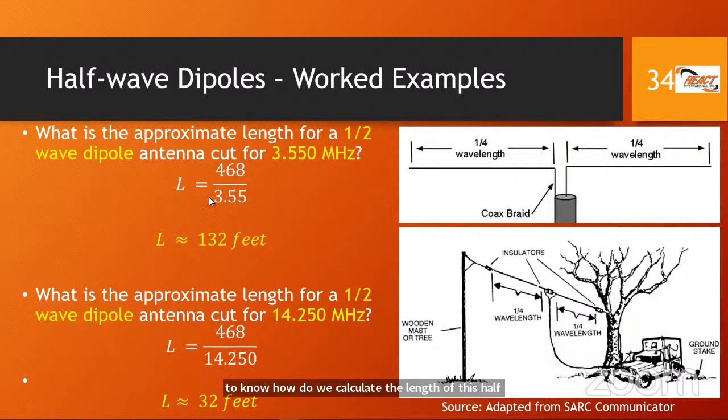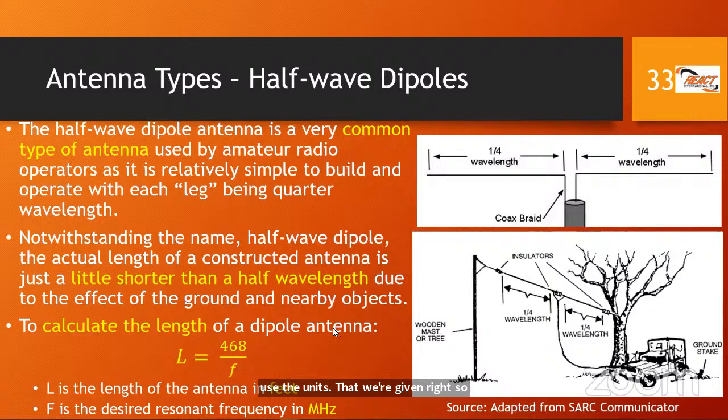Well, we use our trusty formula, L is equal to 468 divided by 3.55. Now, bear in mind that when we use this formula, we have to use the units that we're given. Coming back to the previous slide, notice that L is the length in feet, and the frequency is given in megahertz. So if your question is in anything other than megahertz, or you want the answer in units other than feet, you will have to adjust. This formula is valid for the length in feet, with the frequency in megahertz.